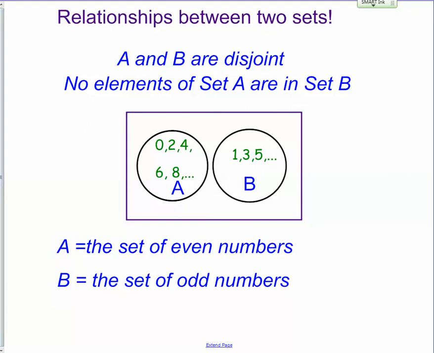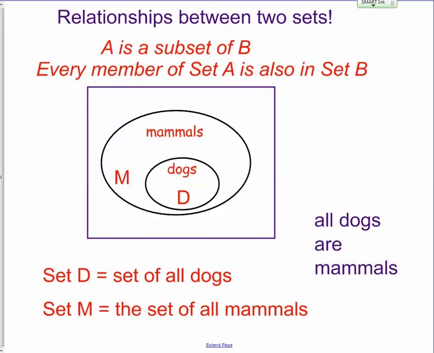So if A and B are disjoint, and A is a set of even numbers, and B is a set of odd numbers, well, if you're an integer, you're either odd or even. You can't be both, so that's why they're in 2 separate circles. So those sets are disjoint. Every dog is a mammal. All dogs are mammals. So the set of dogs is a subset of the set of mammals. So D is a subset of M.